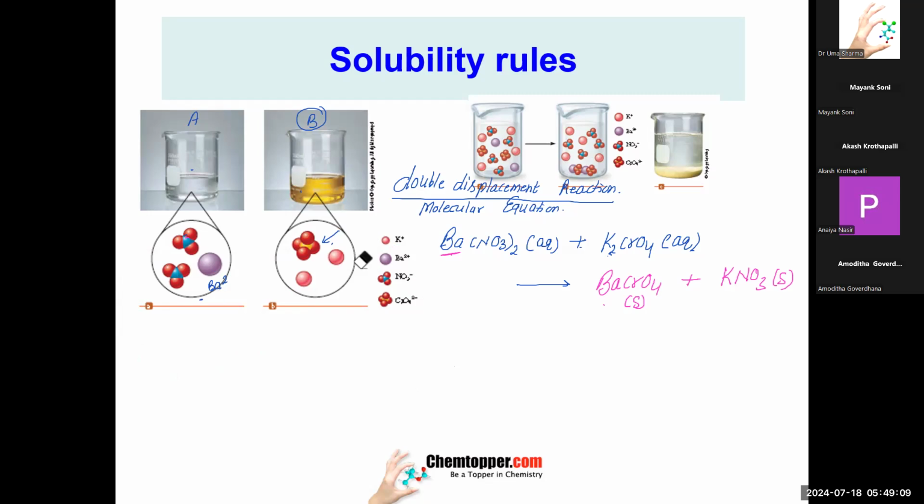Oh, yeah, it is soluble. Yes, it is soluble. Did I say not soluble? Nitrates are always soluble. Okay, balance the equation, children, fast.